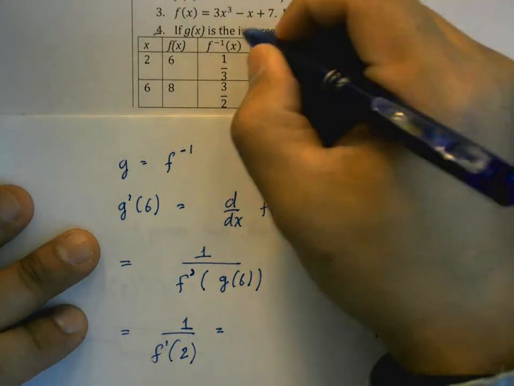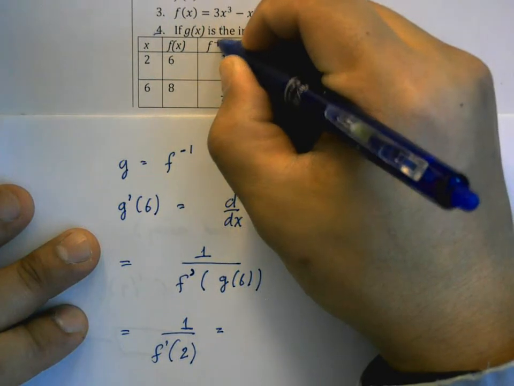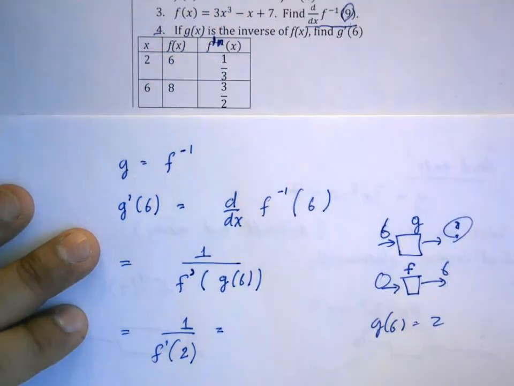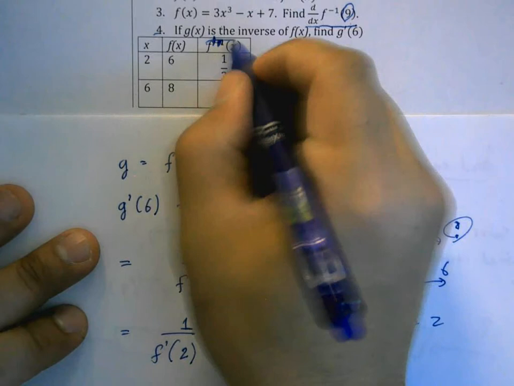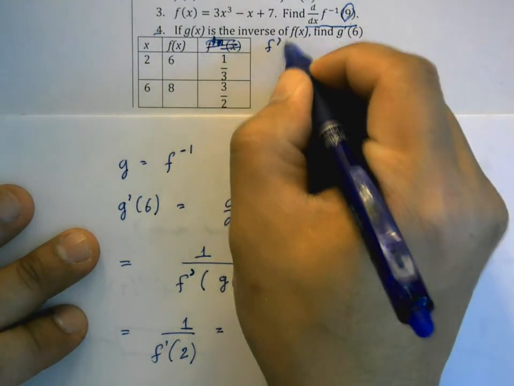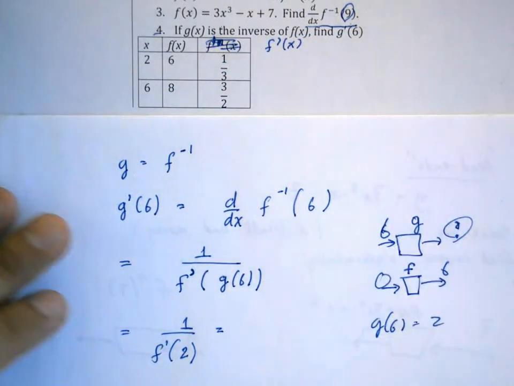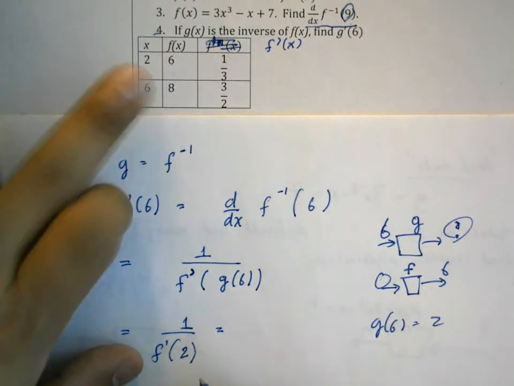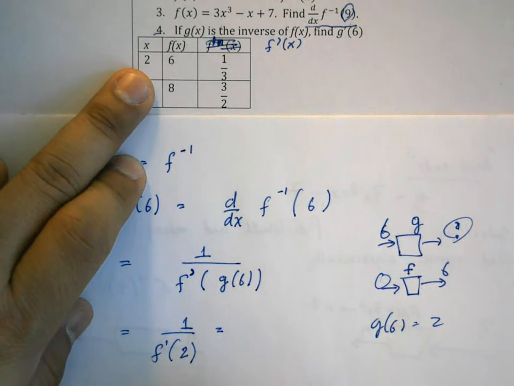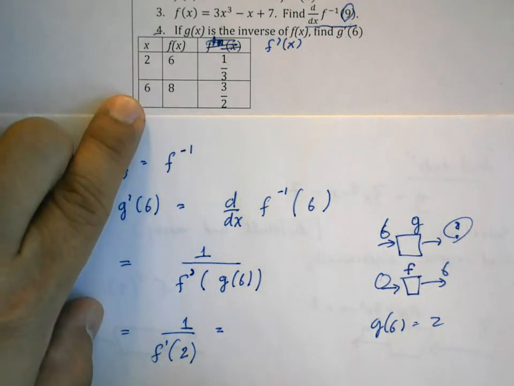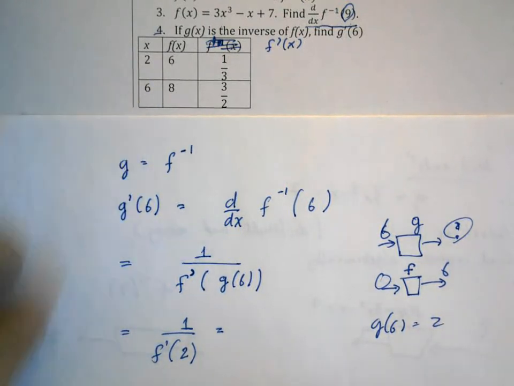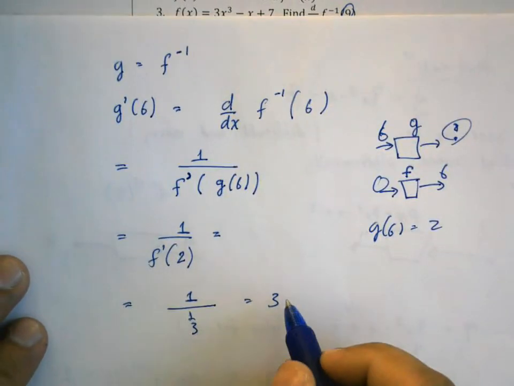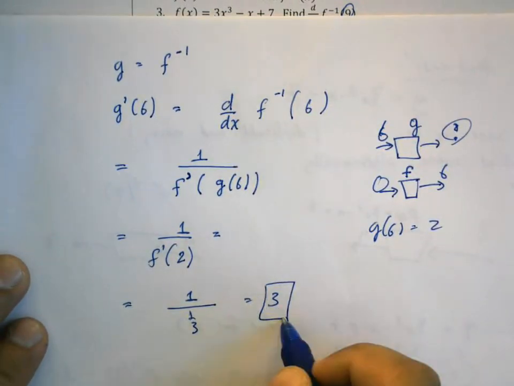F prime, I realize there's a typo in this. This should say F prime, not F inverse. That doesn't make any sense. Okay, so let me cross this out. This should say F prime of X right there. Well, F prime of 2 is 1/3. So this is 1 over 1/3, which is 3. And that is our final answer.